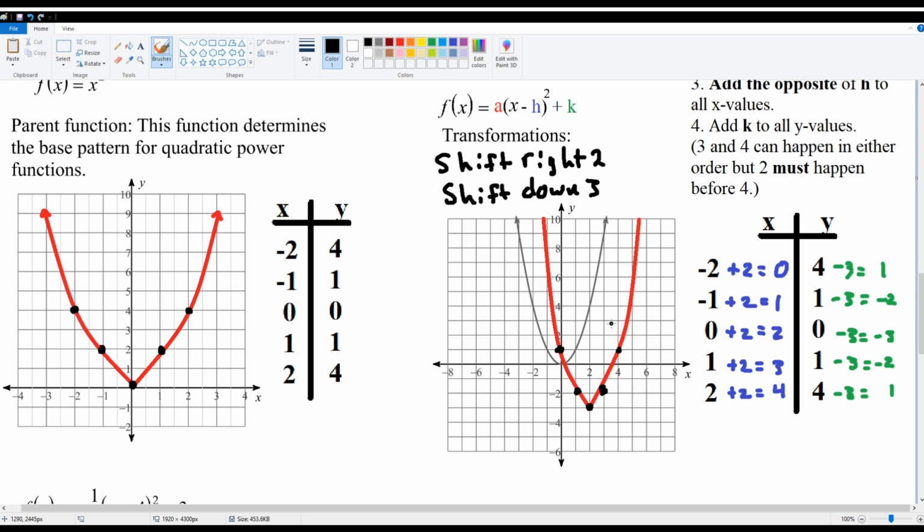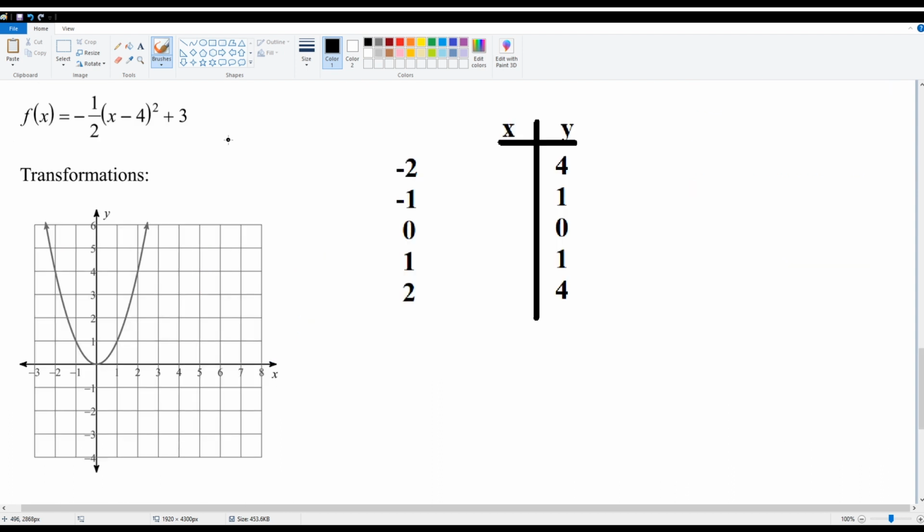The difference here is that our origin has moved from 0, 0 down to 2 and -3. Remember that we also call this point the vertex of the parabola. Let's try a more difficult one.